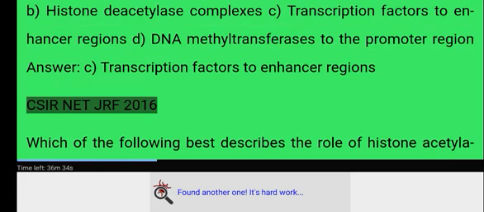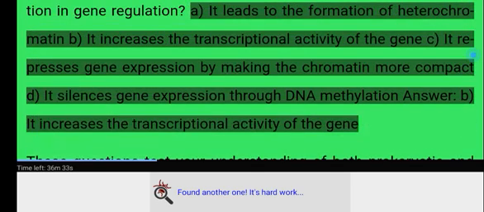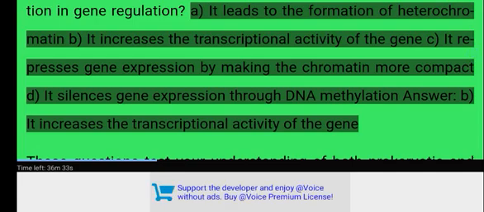CSIR-NET JRF 2016. Which of the following best describes the role of histone acetylation in gene regulation? A. It leads to the formation of heterochromatin. B. It increases the transcriptional activity of the gene. C. It represses gene expression by making the chromatin more compact. D. It silences gene expression through DNA methylation. Answer: B. It increases the transcriptional activity of the gene.